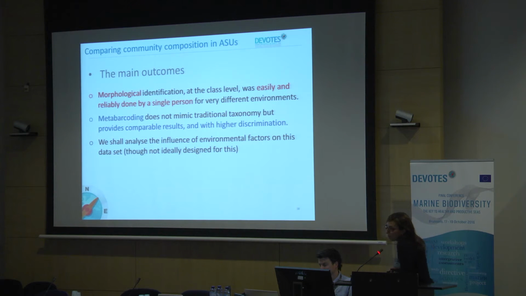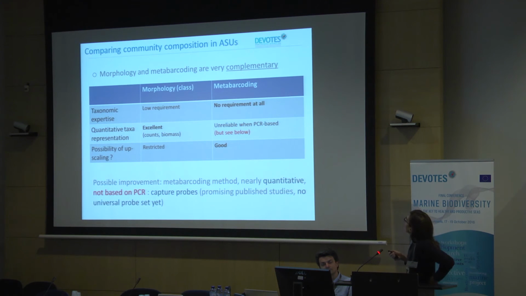Okay, so the main outcomes of that study are that morphological identification at the class level was easily and reliably done by a single person for very different environments. That metabarcoding does not mimic traditional taxonomy, but provides comparable results and higher discrimination. And importantly, the two methods are very complementary.